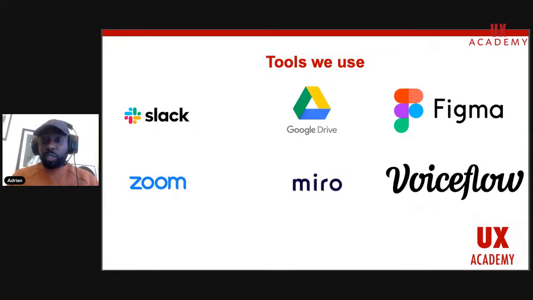Now, some of the tools that we use for the voice design course, if you are looking to enroll: we have Slack, which is used for communication between the students and the instructors. We have Google Drive, which is used to share learning resources. We have Figma, which is used for prototyping, though you may not really need it for the voice design course. We have Zoom, which you know what it does, of course, because of the pandemic. Miro is for online whiteboarding, and we have VoiceFlow, which is used for voice prototyping, which you'll learn more about during the course.